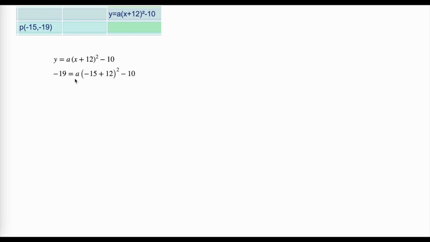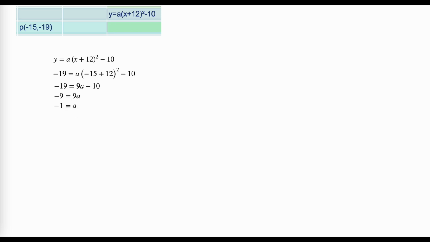That gives me negative 19 is equal to a times (negative 15 plus 12), which is negative 3. Negative 3 squared is 9. The 9 is multiplying the a. We have negative 19 is equal to 9 times a minus 10. I want to get rid of that negative 10, so I'm going to add 10 to both sides. That gives me negative 9 is equal to 9a. Divide both sides by 9. Negative 1 is equal to a.